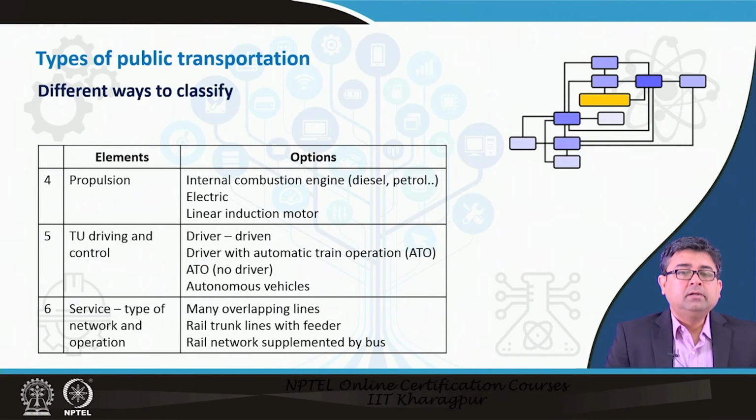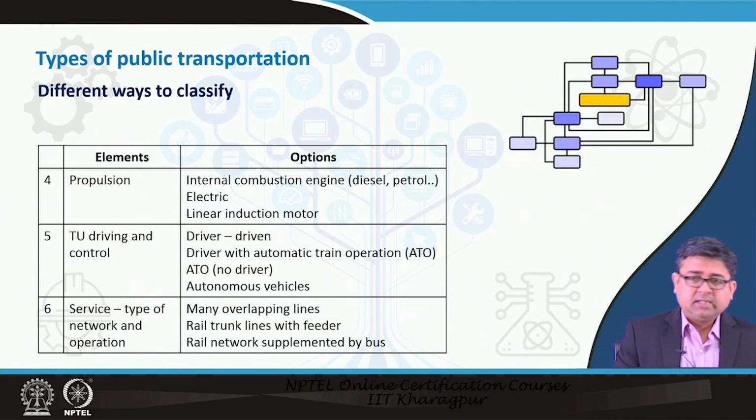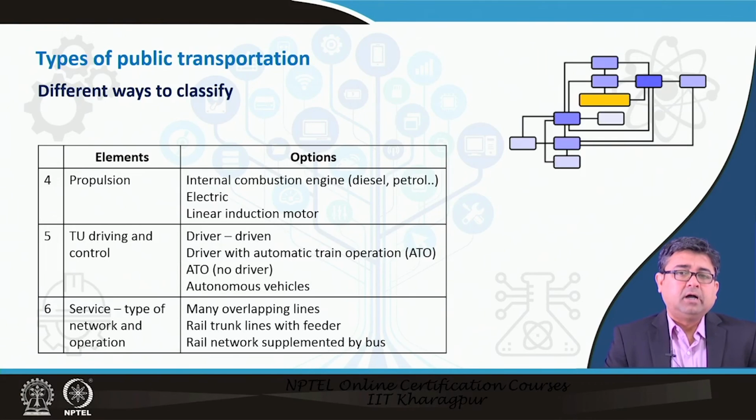Next, they can also be classified based on propulsion: either they are IC engine vehicles, or they are electric vehicles, or they are induction motor. So, there are different types of technology that these transit vehicles may be using, and they can be classified separately as well. The main basis for classification is that the operating costs and the headways can be calculated based on all these different elements of classification.